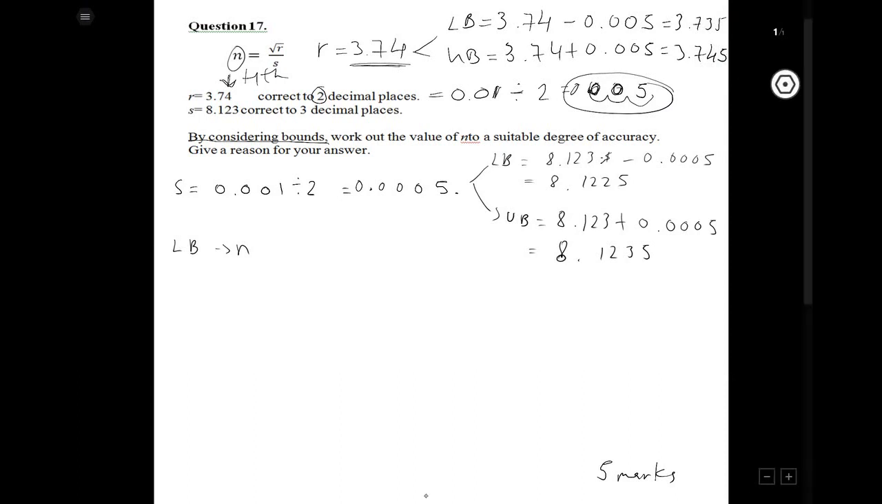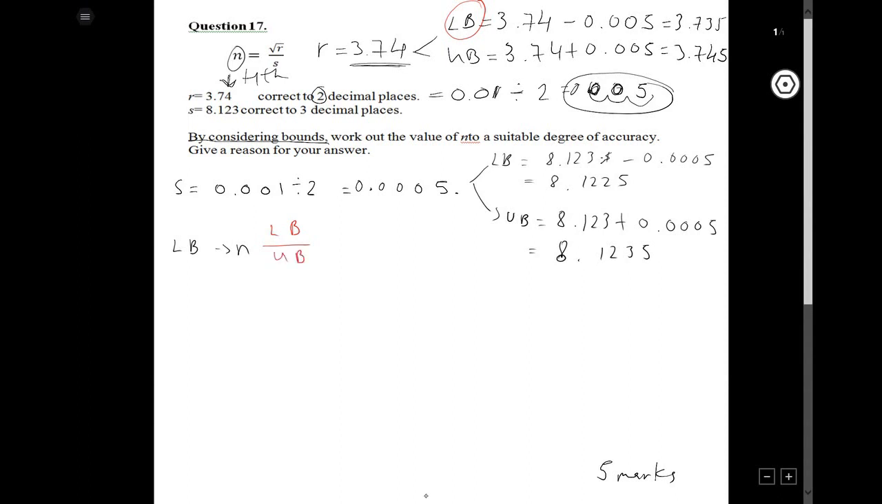So to get the smallest possible number when I'm dividing, that means my numerator has to be the smallest number I could get. So I'm going to go for the lower bound for the numerator. And my denominator has to be the biggest possible number I could get, because the smaller the number you're dividing, and the bigger the number you're dividing by, the smaller your answer is going to be. So I'm going to choose the upper bound. So the lower bound for R and the upper bound for S.